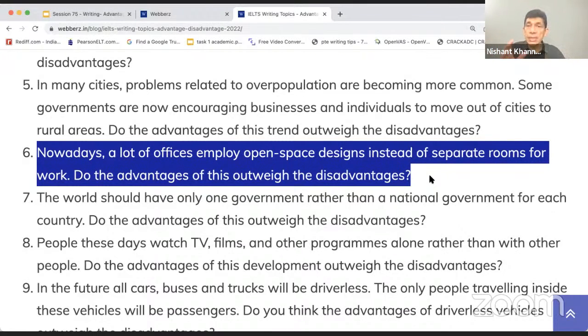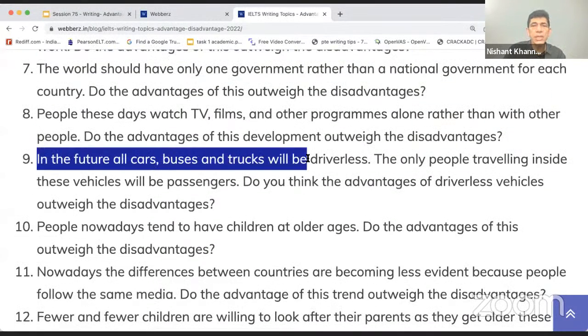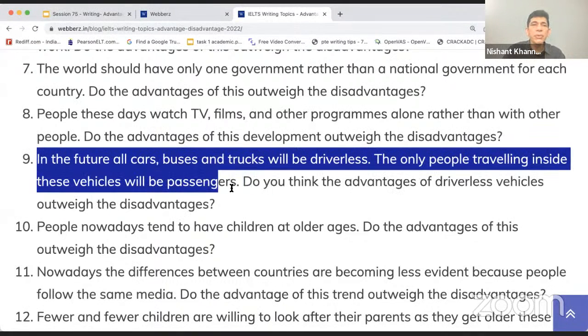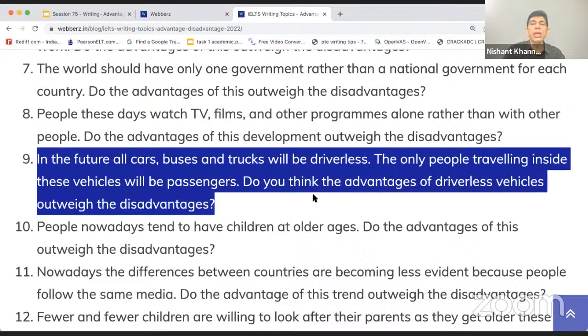So this again is applicable to Canada, Australia, जहां पे जगह बहुत खुली हैं वहां पे। गूगल का ऑफिस देखिए, फेसबुक का ऑफिस देखिए, तो उस तरह के ऑफिस की यहाँ बात कर रहे हैं। So let us see one more. In the future, all cars, buses, and trucks will be driverless. The only people traveling inside the vehicles will be passengers. Do you think advantages of driverless vehicles outweigh the disadvantages?